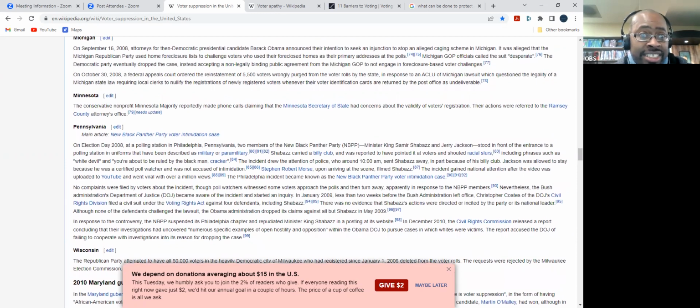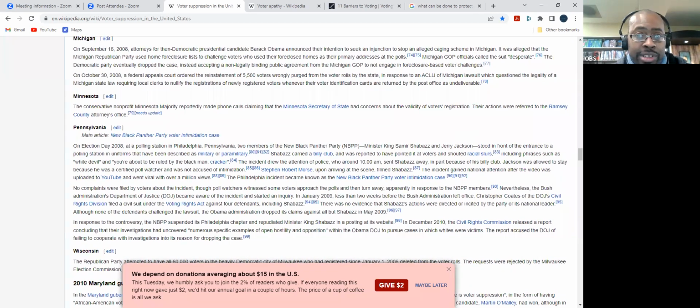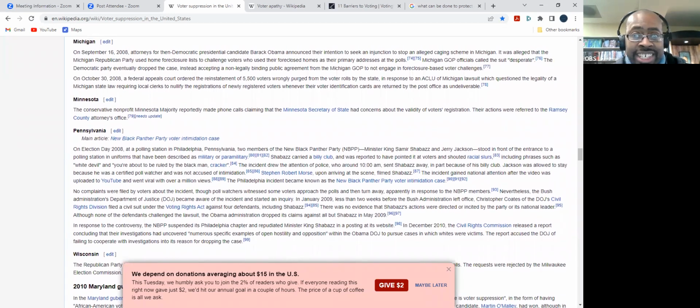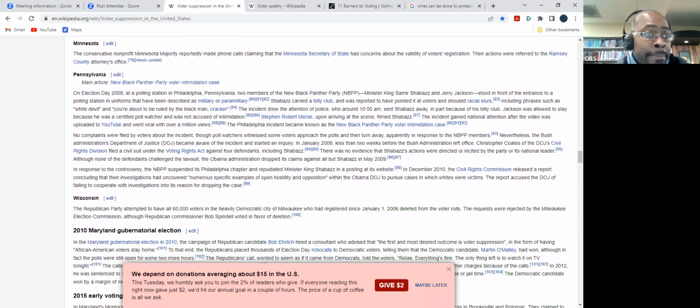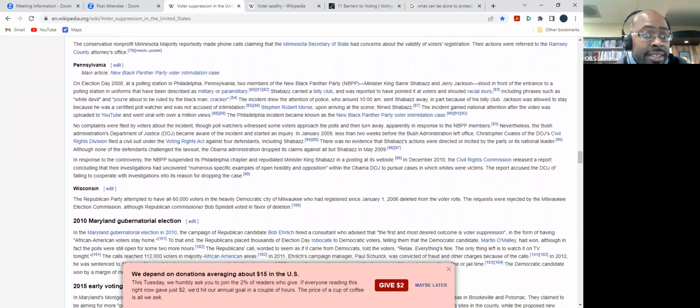In Minnesota, the Secretary of State in that state had concerns about the validity of voters' registration. Their actions were referred to the Ramsey County Attorney's Office. Okay, in Pennsylvania, you had a voter intimidation case.